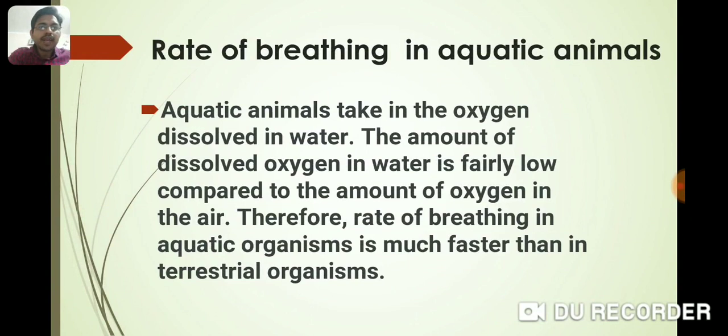The rate of breathing in aquatic animals is different from those of terrestrial ones. This is because the amount of dissolved oxygen in water is fairly low as compared to the amount of oxygen in air. Therefore, aquatic organisms like fishes have a much faster rate of breathing than terrestrial organisms.